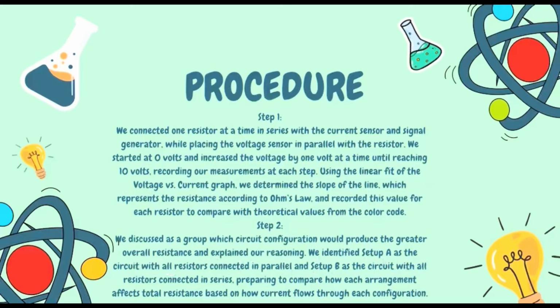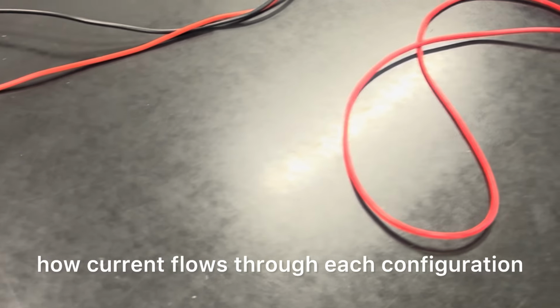We identified setup A as the circuit with all resistors connected in parallel, and setup B as the circuit with all resistors connected in series, preparing to compare how each arrangement affects total resistance based on how current flows through each configuration.